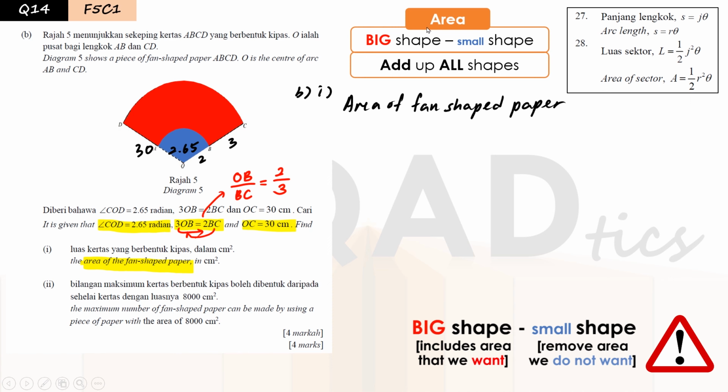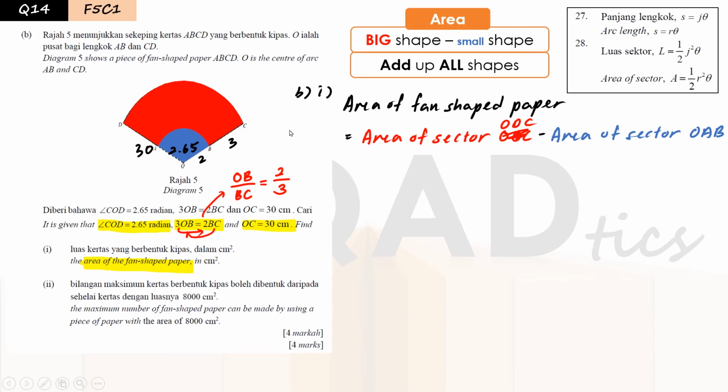Alright, so to find the area of the shaded region, it would be the big shape, which is the area of sector ODC, and minus off the small sector, the area of sector OAB. Okay, so we are going to use the formula for area of sector again, and then subtract these two values to find the area of the fan-shaped paper.